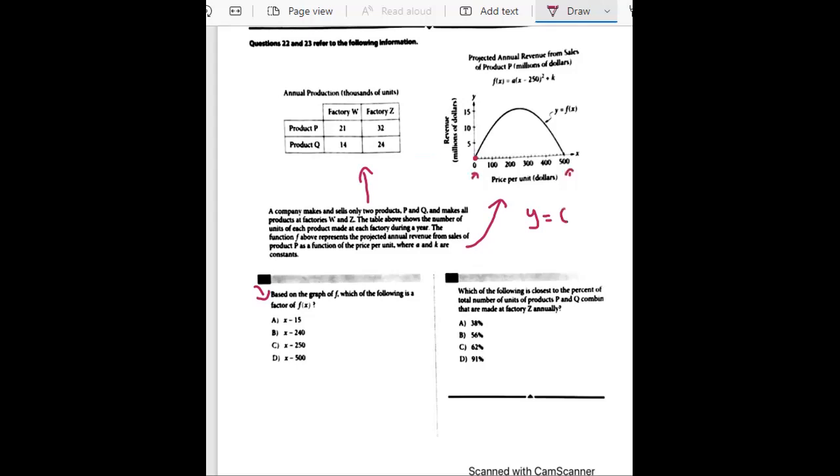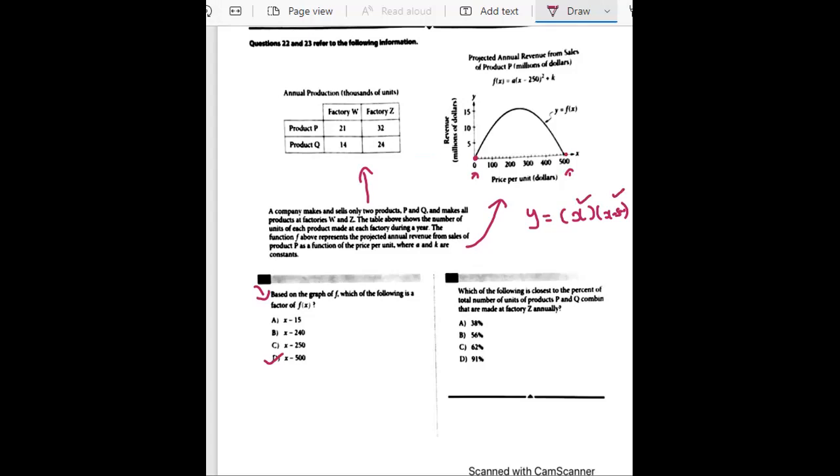This means that the two factors would be x and the other one would be x minus 500, right? Because now when I equate this to 0, I will get answers x equals 0 and x equals 500. This means that x equals 0 and x equals 500 are basically the roots of this function. So x minus 500 would be a factor. So D would be the answer.